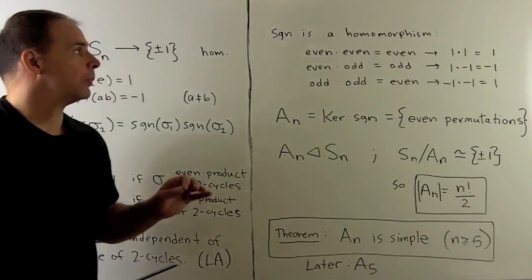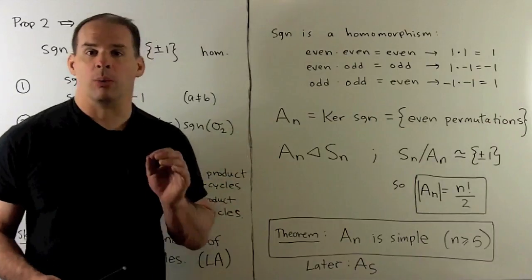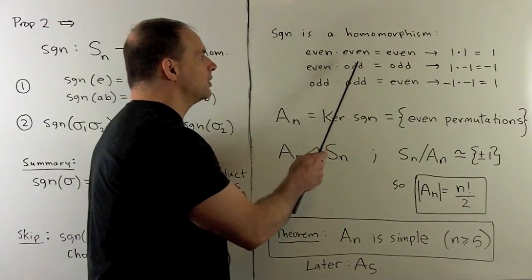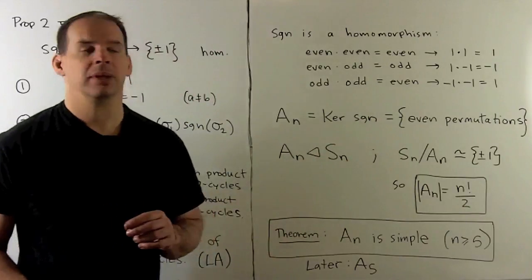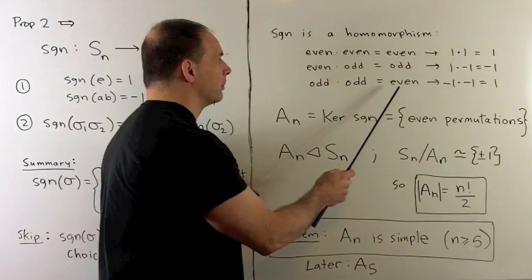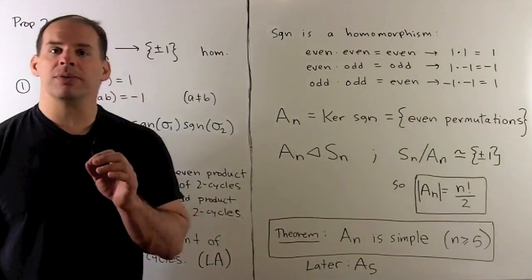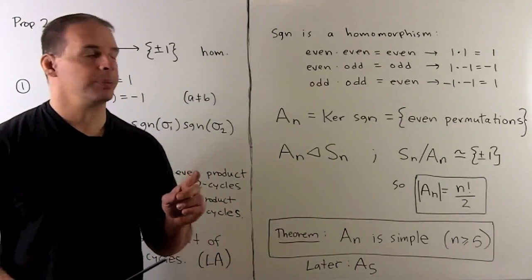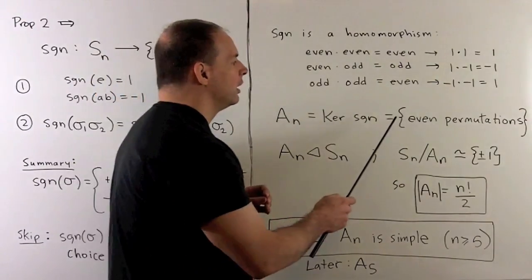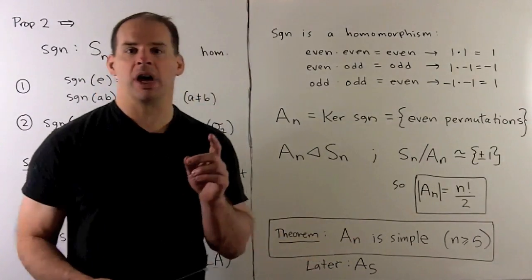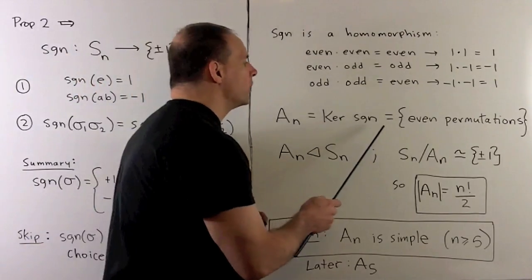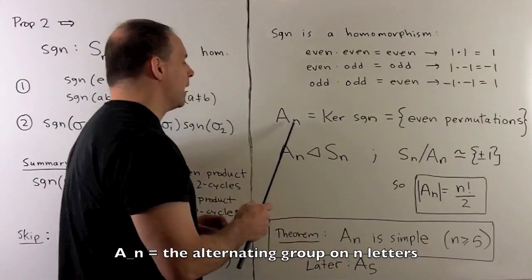Now, we have sign as a homomorphism. So if we take an even product times an even product, we have an even product. Even times odd is odd, odd times odd is even. Since we have a homomorphism, we can look at the kernel. The kernel of sign is going to consist of all even products of 2-cycles, that is, even permutations. We call this subgroup of S sub n A sub n.